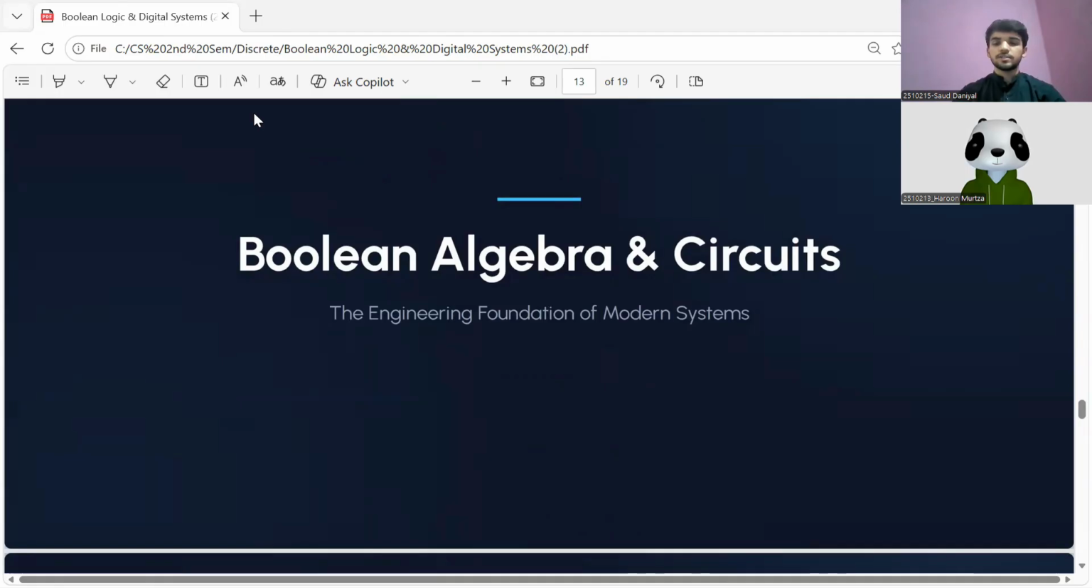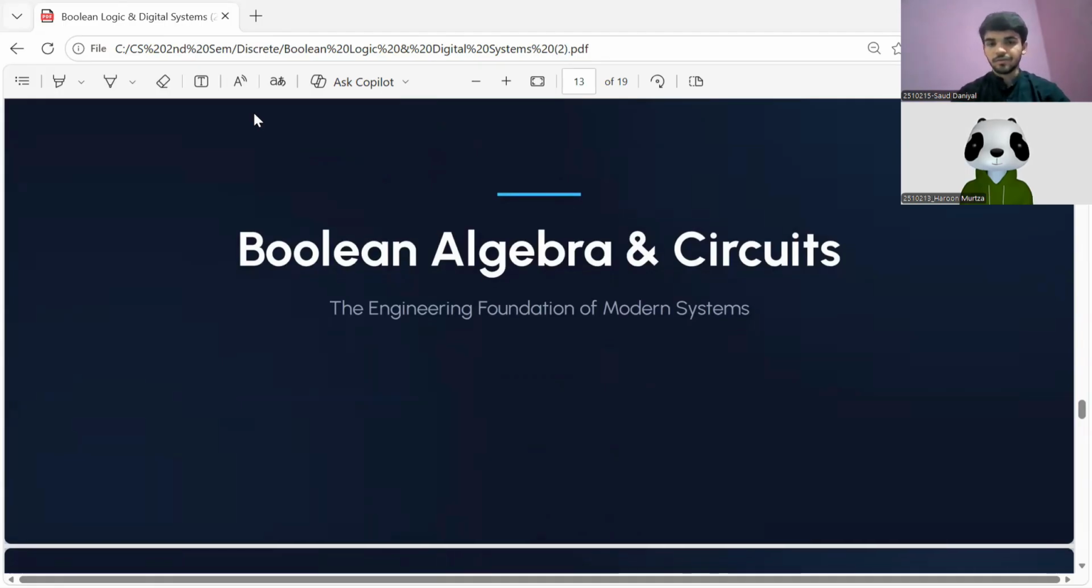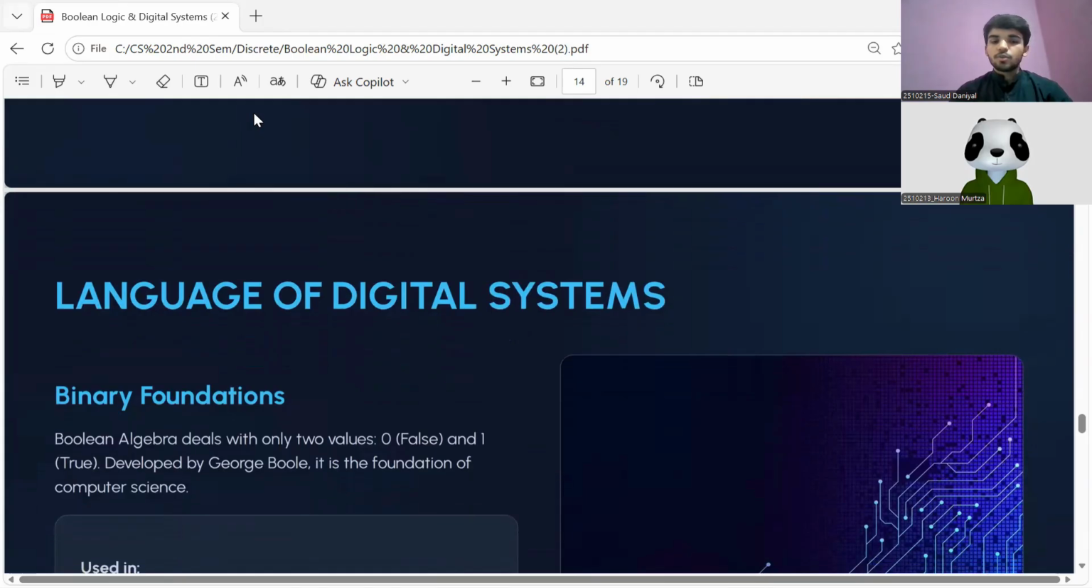So we have Boolean algebra and circuits. I'll first discuss what Boolean algebra is. Boolean algebra uses the binary system. The binary system is the foundation of computer science, and it is widely used in electronics. It deals with binary numbers, zeros and ones, because the computer only knows two conditions, two states. Either it is 0 or it is 1. Either the switch is open or it is closed.